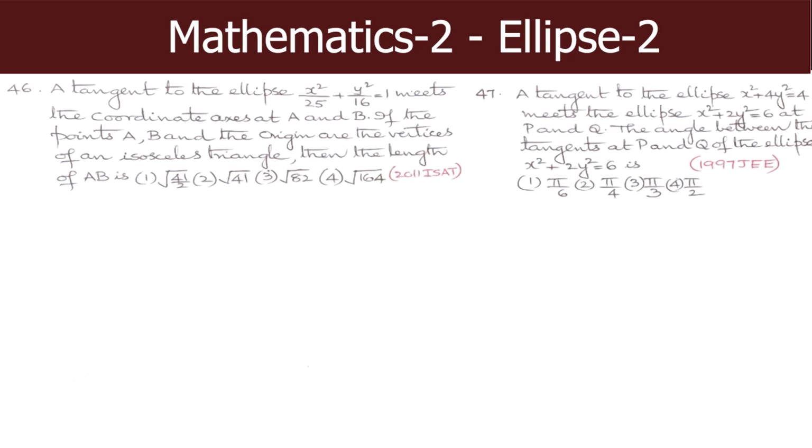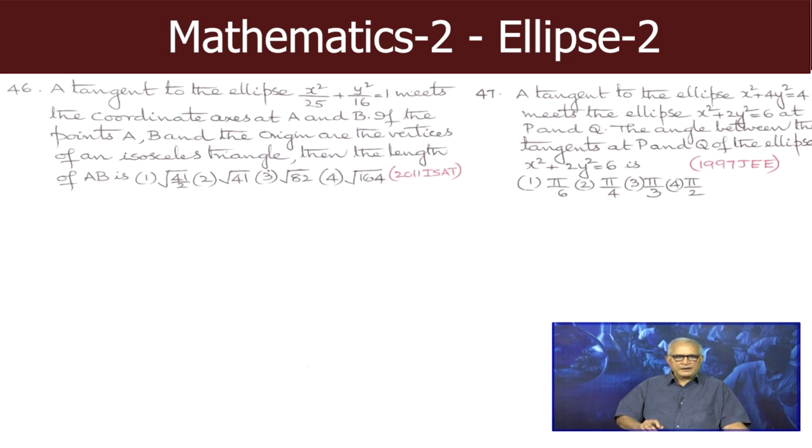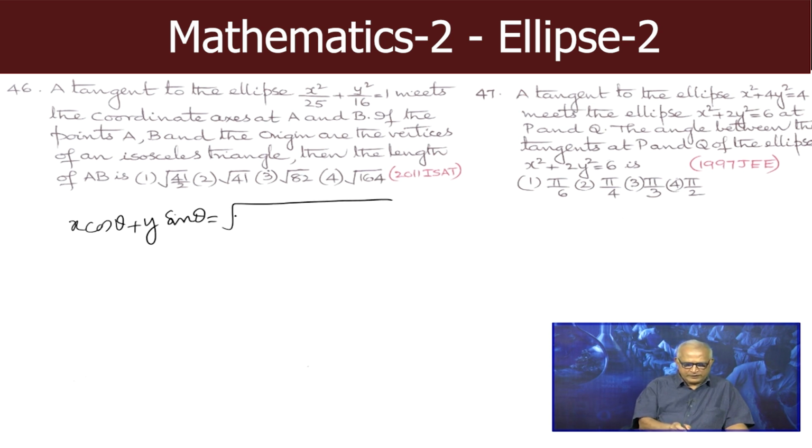A tangent to the ellipse x square by 25 plus y square by 16 equal to 1 meets the coordinate axes at A and B. If the points A, B and the origin are the vertices of an isosceles triangle, then the length of AB is... Well, a tangent to the ellipse, I will take a slightly different form. X cos theta plus y sin theta is equal to root of 25 cos square theta plus 16 sin square theta.